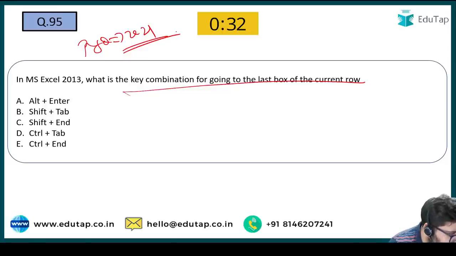F12. If I'm not wrong, F12 is for save as. 95B. Oh, 95B. Okay. Zoltan is going with B, Shift plus Tab. Sushma is going with Shift plus End.